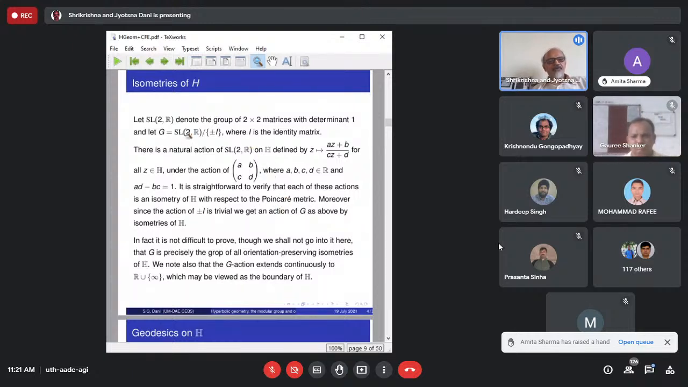So, for instance, what is a matrix which does not belong here? You take 1, 0, 0, minus 1. That will act by flipping. It's going to take (x, y) to the other side of the imaginary axis. So this will change the orientation of the plane. That's an isometry, but it doesn't preserve the orientation. And one can show that any isometry which preserves orientation is actually given by an element of this group. So this is actually the group of all orientation preserving isometries of H. So this is a brief recollection, an introduction to the isometries of H.